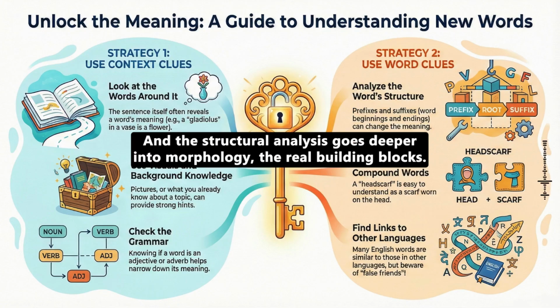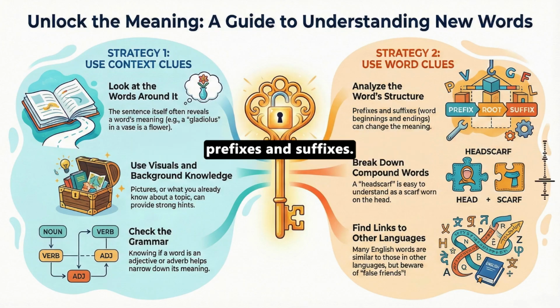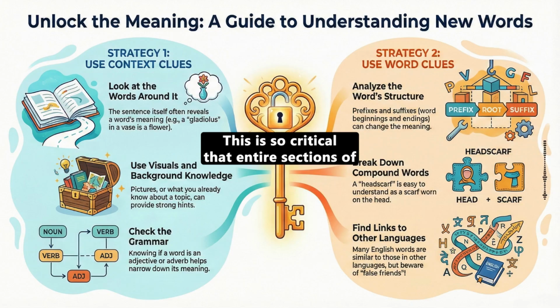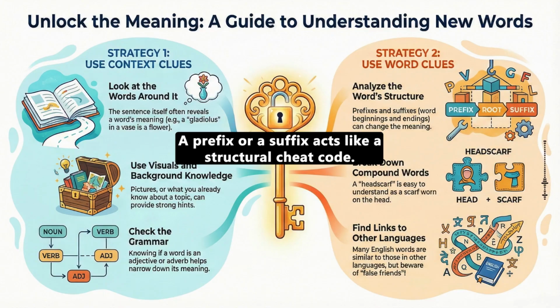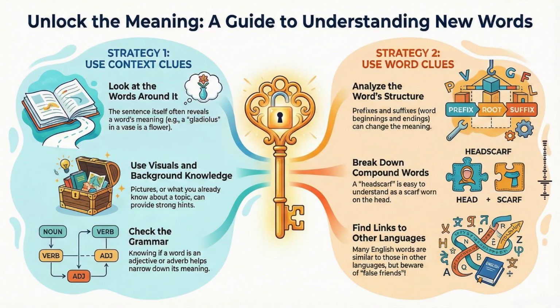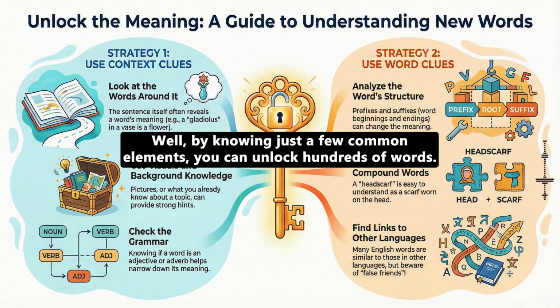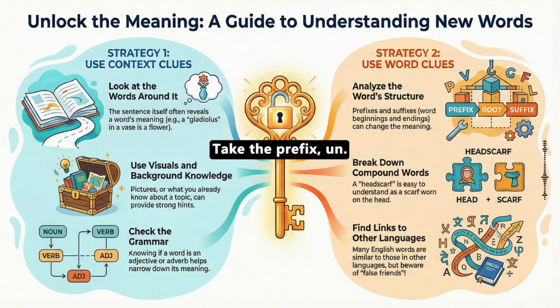And this structural analysis goes deeper into morphology, the real building blocks. Prefixes and suffixes. Yes, this is so critical that entire sections of linguistic resources are dedicated just to this. A prefix or a suffix acts like a structural cheat code. How so? Well, by knowing just a few common elements, you can unlock hundreds of words. Take the prefix "un." It almost always makes something negative. Right, unhappy, unacceptable. It's a meaning modifier.